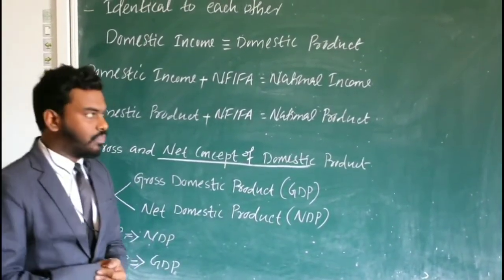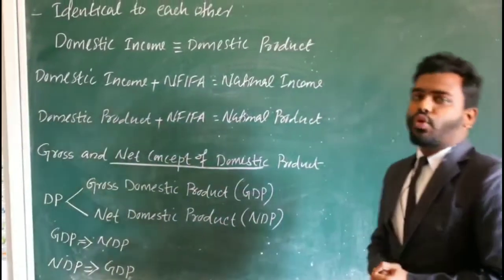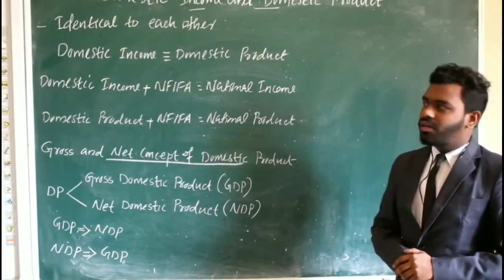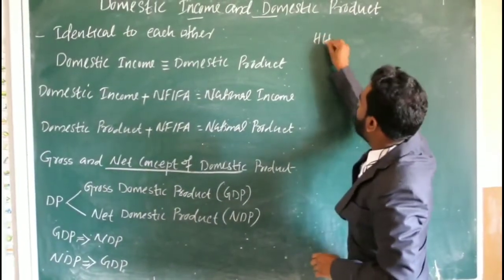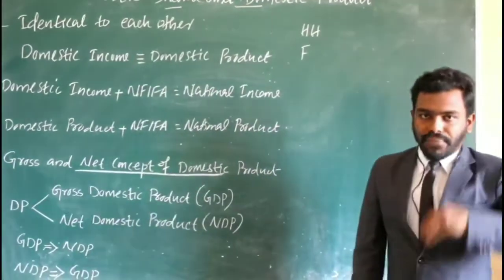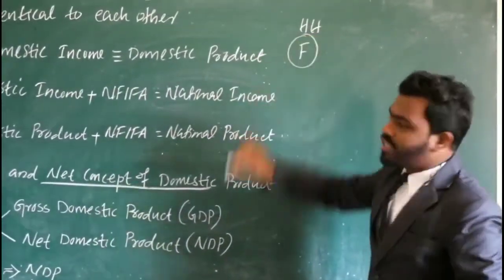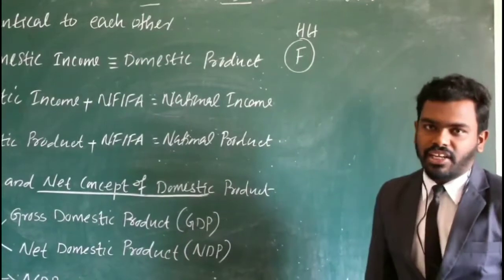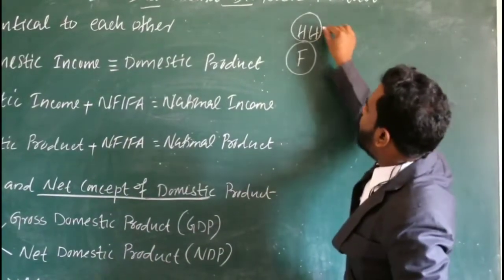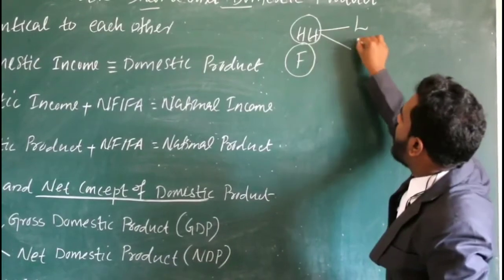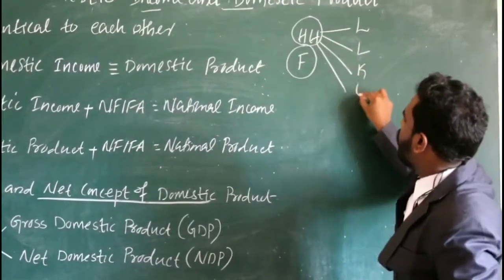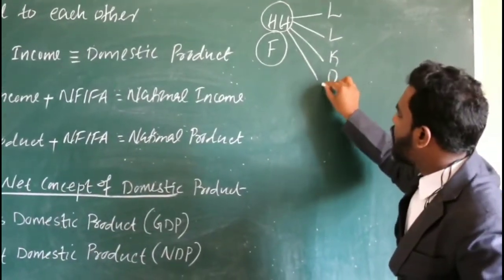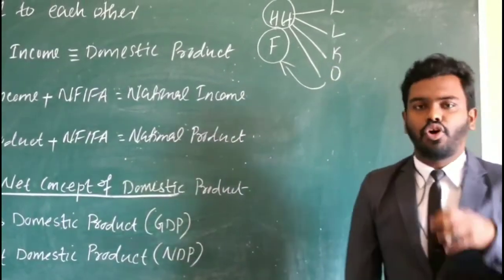We can check it. In the case of a two-sector economy, who are the sectors? First one is household, and the second one is firm. Firms are producing goods and services by using factors of production. From where will they get these factors of production? Household. What are the factors of production? Labor, land, capital and organization. By using these, the firm is producing some level of output.